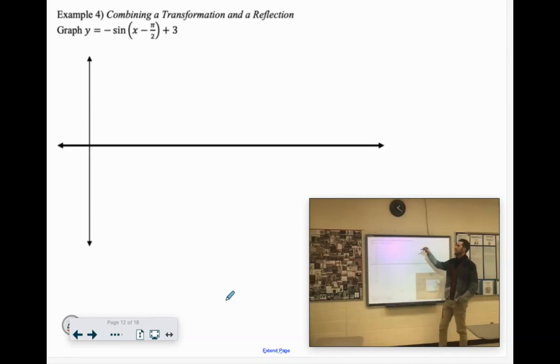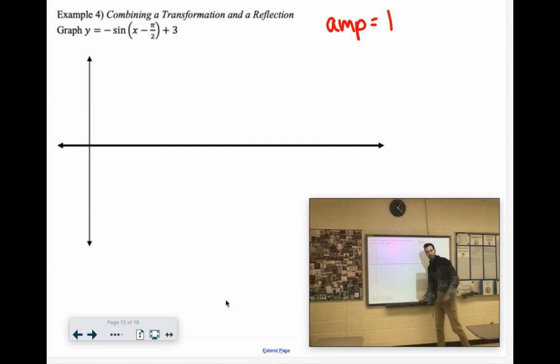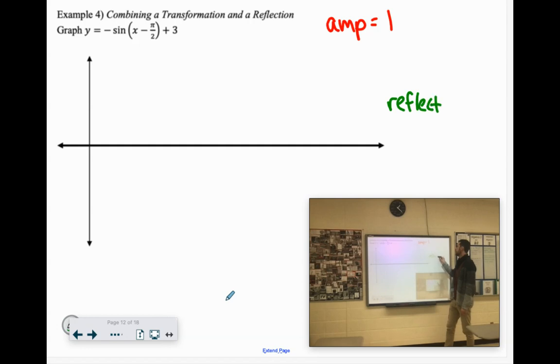Graph y equals negative sine x minus pi over 2 plus 3. Let's think about all our stuff here. Our amplitude, remember, comes from the number in front of sine or cosine, which is a 1 here. I know it says negative, but that just indicates a reflection. So we'll say reflection, but we're going to figure out the period here first.